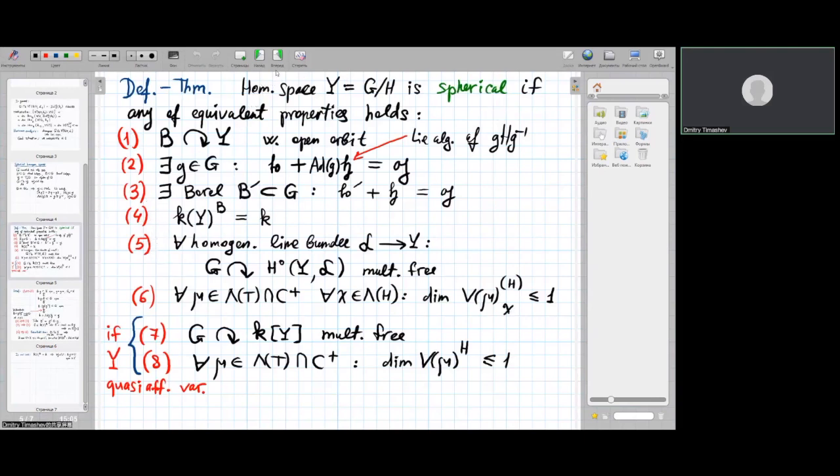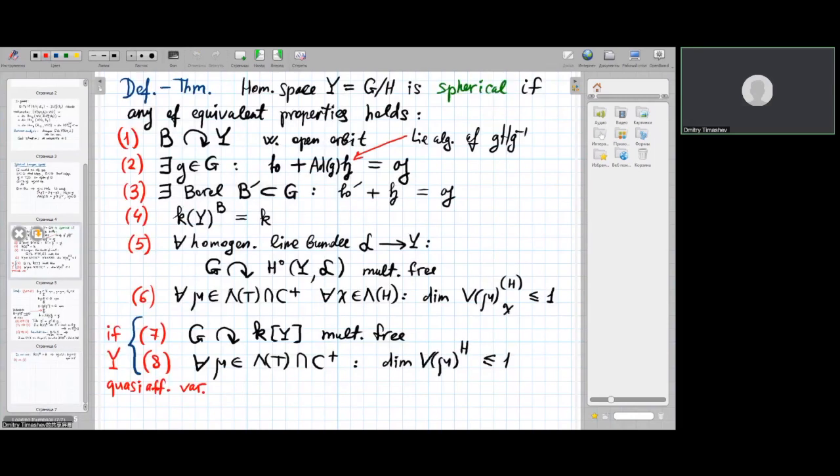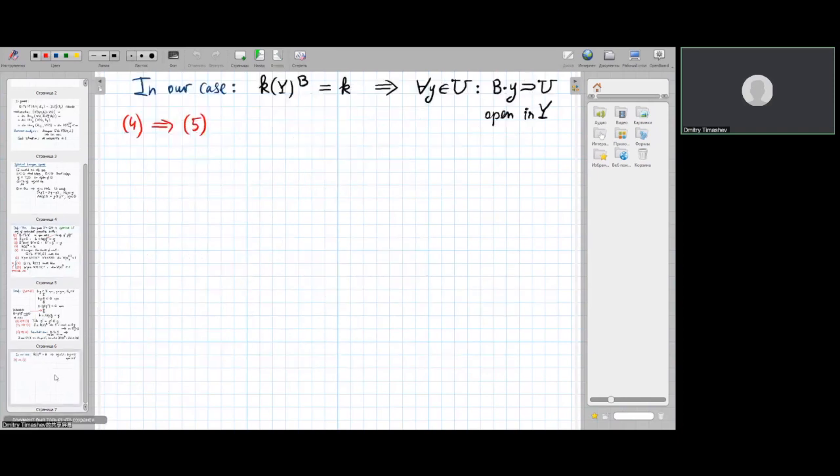Now let us turn to the multiplicity-free conditions. So let's explain why condition 4 implies condition 5. Recall that condition 5 says that for any homogeneous line bundle over Y, the representation of G in the space of sections of this bundle is multiplicity-free. Why so? Let's explain this. We argue by contradiction.